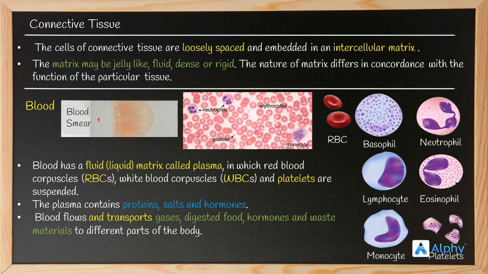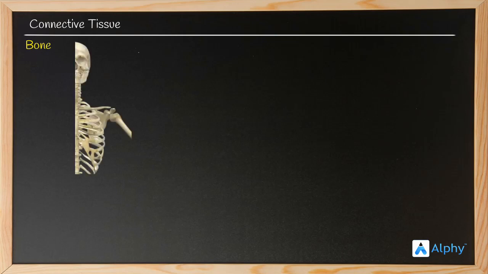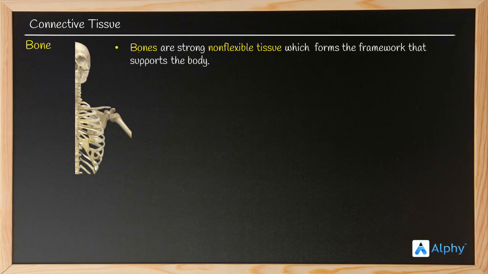And moving on with second connective tissue, we have the bone. You're familiar with the bone, right? Let's see what are the peculiarities of the bone connective tissue, right? First point, bones are strong, non-flexible tissue which forms the framework that supports the body. So the main function of the bone, it is the framework, right? So it is the framework that supports the body.